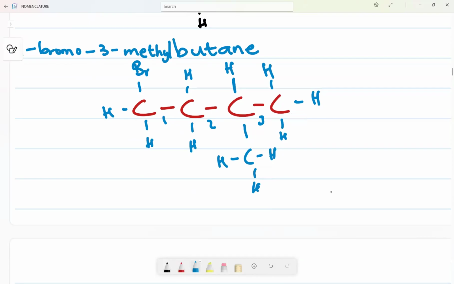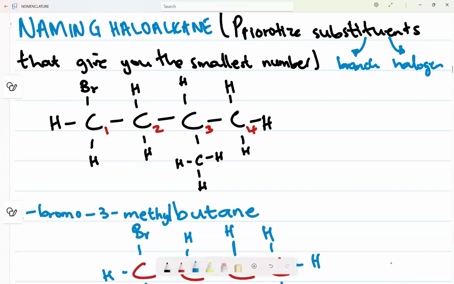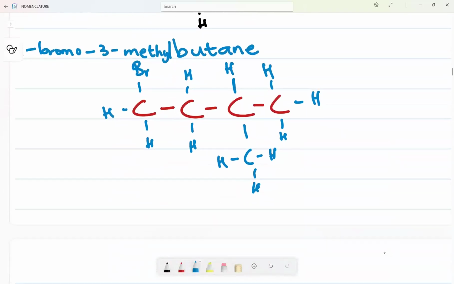Is it the same as that one? Indeed, it is the same. The structure is the same. If you started counting from here, let's say you had 1, 2, 3, 4, then it means your Br was going to be here, then your branch was going to be here.